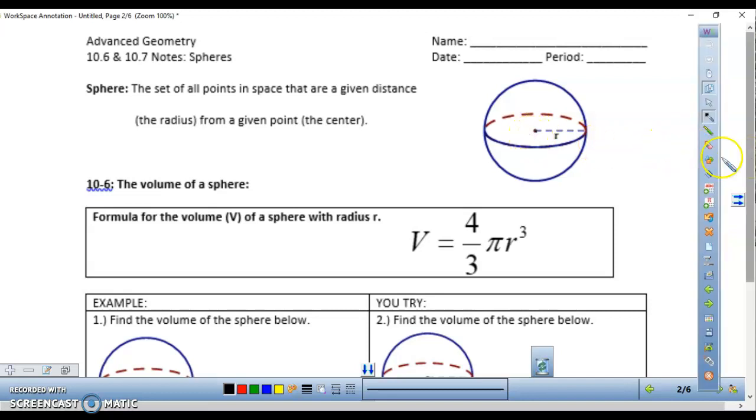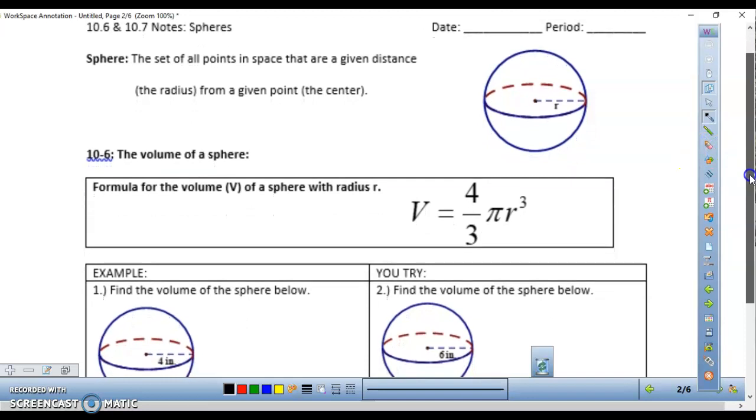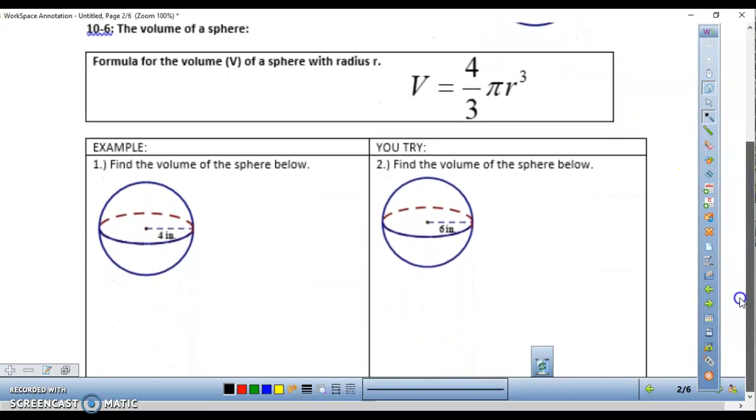Now the volume of a sphere can be found by using the formula 4/3 pi r cubed. So very simple, it's very easy. The only thing you'll need is the radius, and if you know the radius, you can find the volume of any sphere.